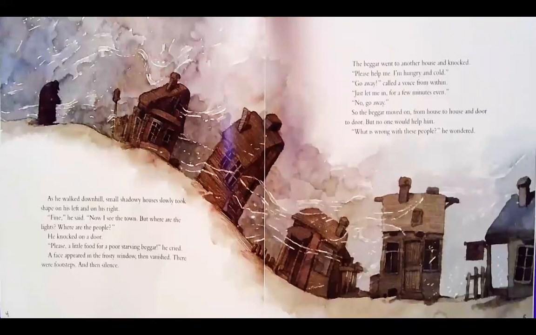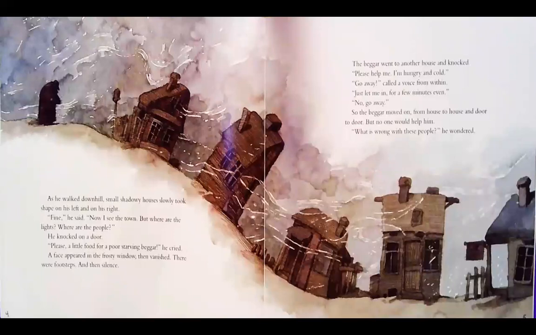As he walked downhill, small shadowy houses slowly took shape on his left and his right. Fine, he said, now I see the town, but where are the lights? Where are the people? He knocked on a door. Please, a little food for a poor starving beggar, he cried. His face appeared in the frosty window, then vanished. There were footsteps and then silence.